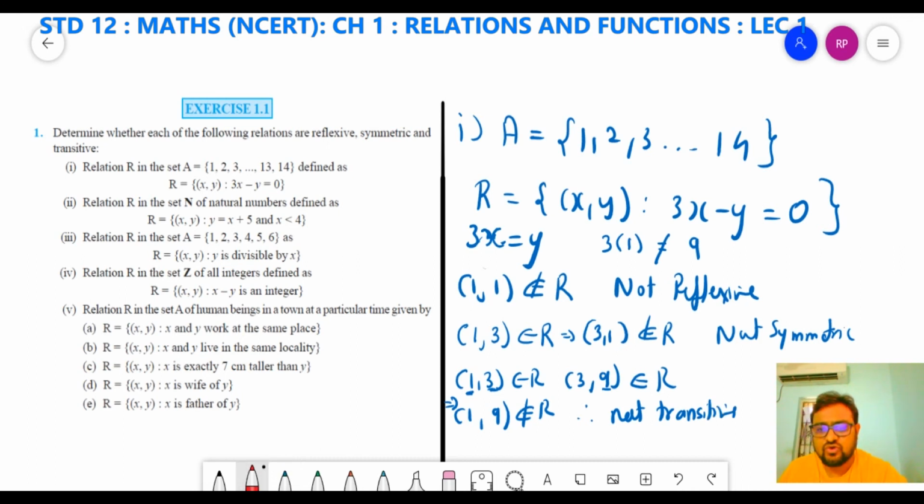Right? So question number one, the relation is not reflexive, not symmetric, and also not transitive. Clear? Just note it down. Now let's move to the second one.